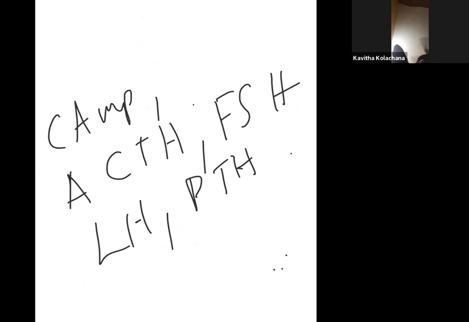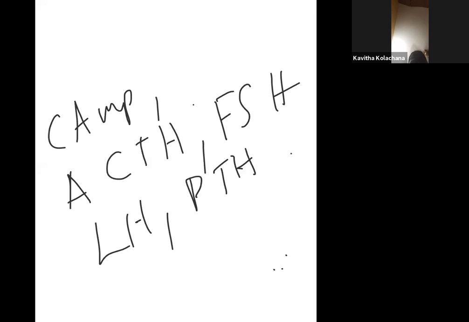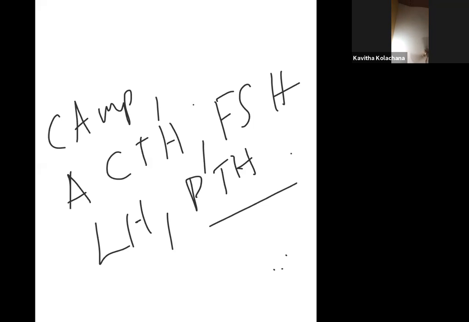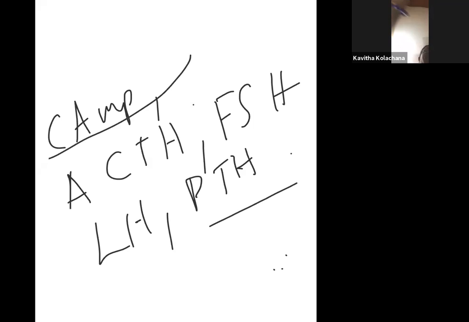ACTH is adrenocorticotropic hormone. FSH is follicle stimulating hormone, LH is luteinizing hormone, and PTH is parathyroid hormone. Then glucagon, calcitonin, all of these need a second messenger, which is cAMP.